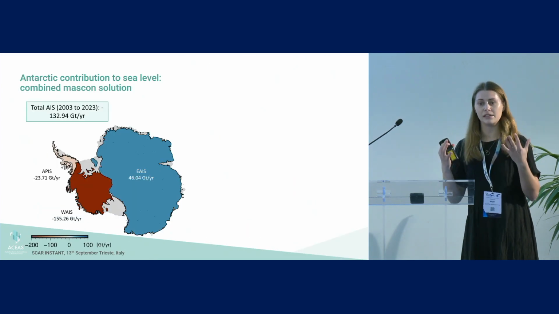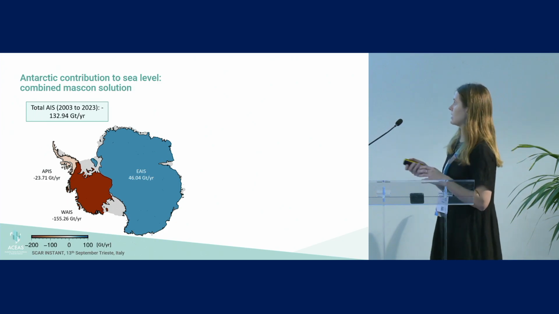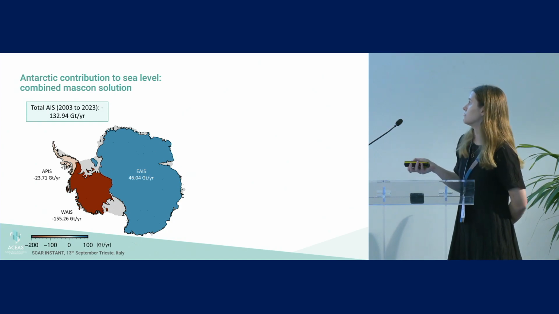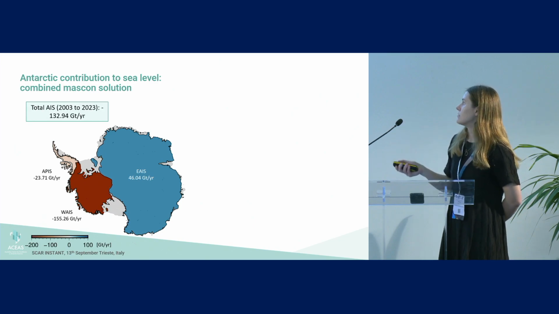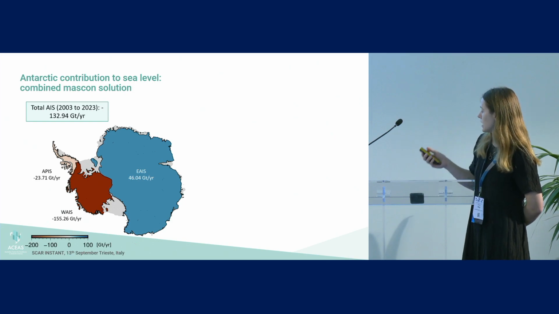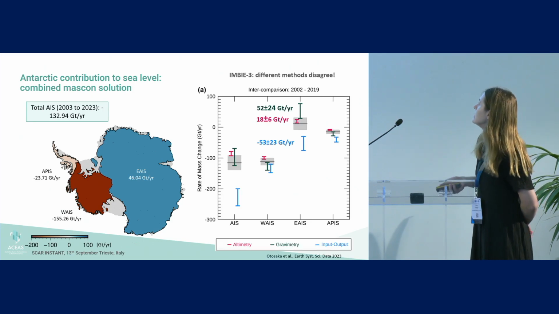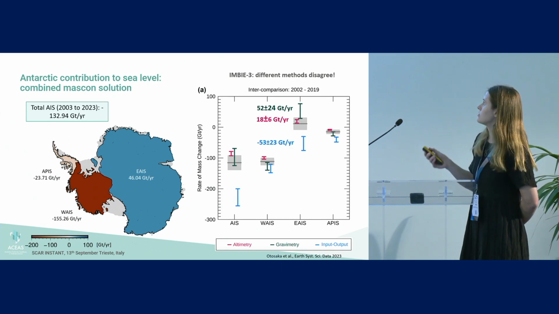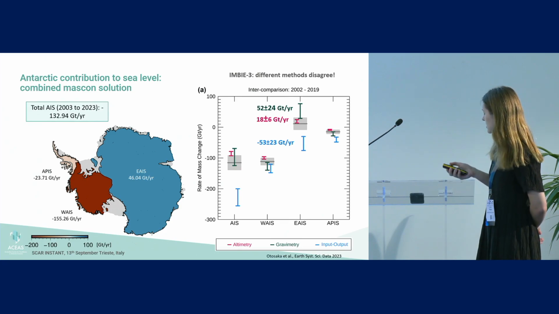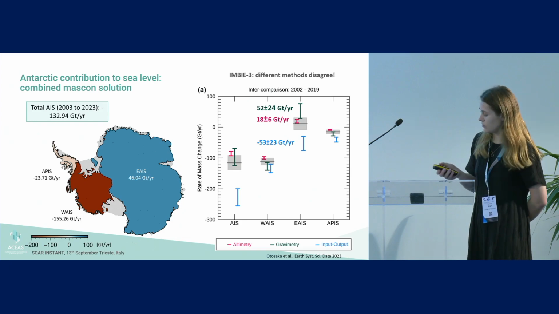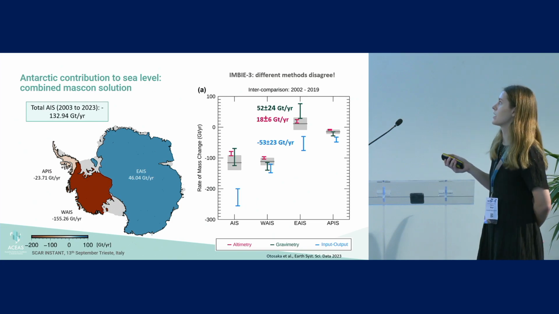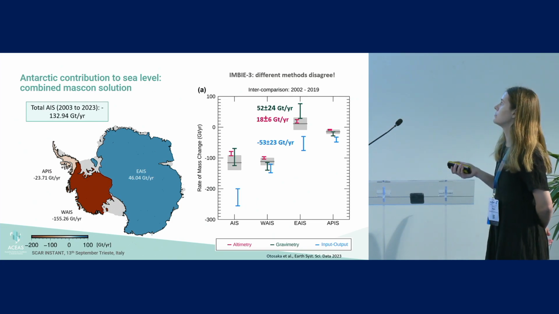So for the combined four-centre solution, we get significant mass gain in East Antarctica to the tune of 46 gigatons per year. We get mass loss of 155 gigatons per year in West Antarctica and minus 23.7 gigatons per year in the Antarctic Peninsula, which all works out to mass loss of about 132 gigatons per year. What's important to note at this point is that satellite gravity models all tend to roughly agree with each other in terms of these magnitudes of mass loss and mass gain on the Antarctic ice sheet.